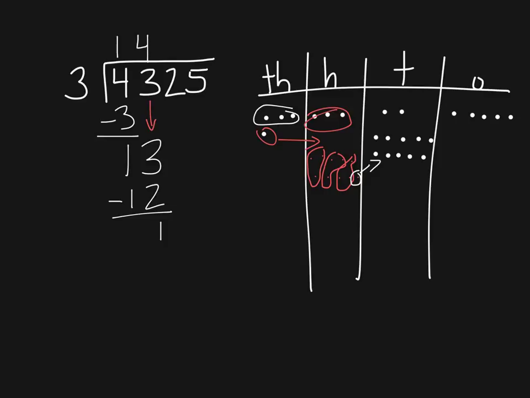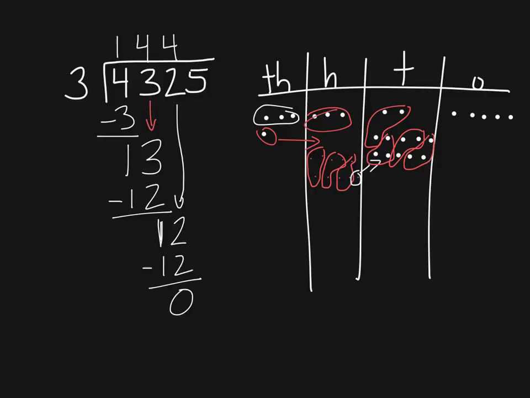So now I'm going to bring down those 2 tens, put it together with the 10 tens that I just regrouped from the hundreds. And so now I have 12 tens. And I'm going to ask myself, well, how many groups of 3 can I make with those 12 tens? And I've got 4. So I can say 3 goes into 12 tens 4 times. 4 times 3 is 12. 12 minus 12 is 0.